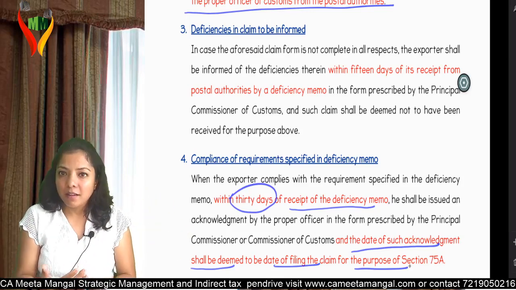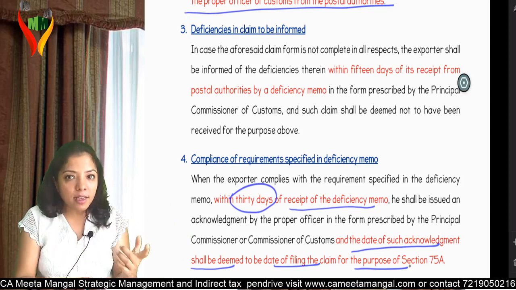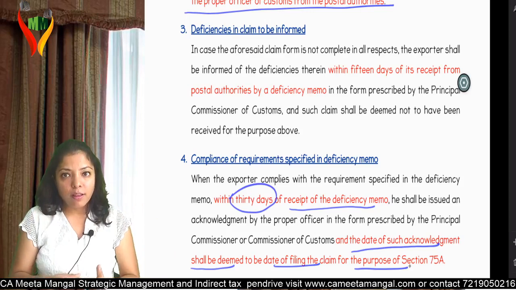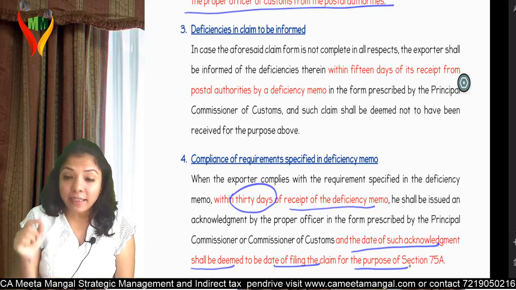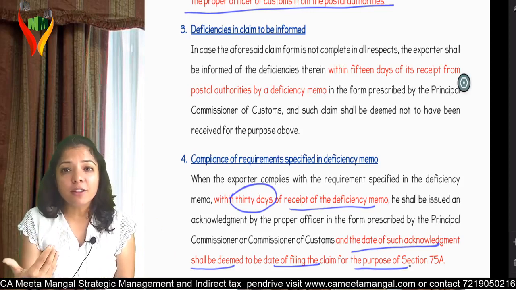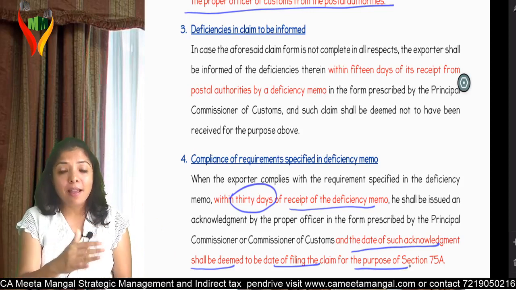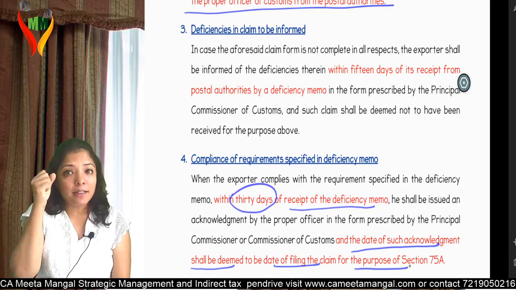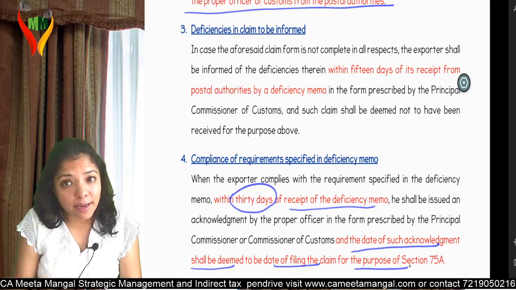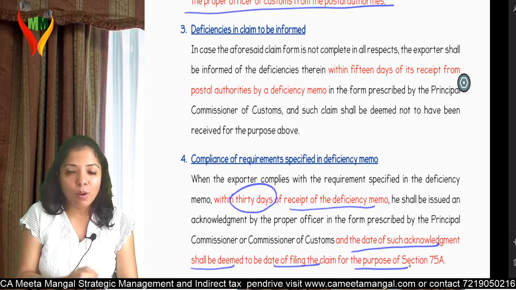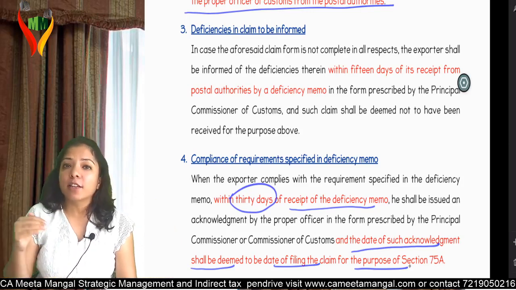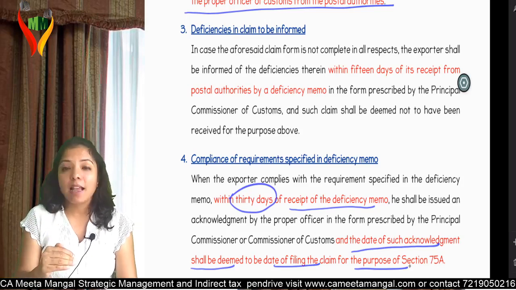But in case my claim has some deficiency, I will come to know within 15 days. And the day I come to know, from that day within 30 days, I need to meet the gap, whatever deficiencies I need to satisfy. Then they will give me an acknowledgement, a stamp: okay, this is now complete. So the date of acknowledgement in that scenario will be considered as the date of claim for the purpose of section 75A. Am I clear?